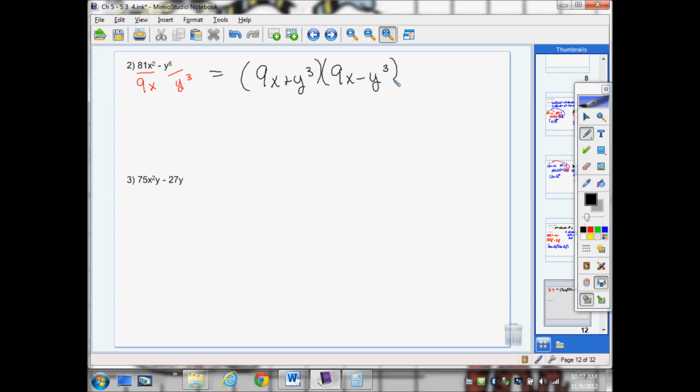And here I was talking about where I don't have perfect squares, but I do have a common factor. 27 and 75 will both divide by 3. And I have a y in each term, so I can take the y out. And then what I'm left with, 75 divided by 3 is 25, x squared. 27 divided by 3 is 9.